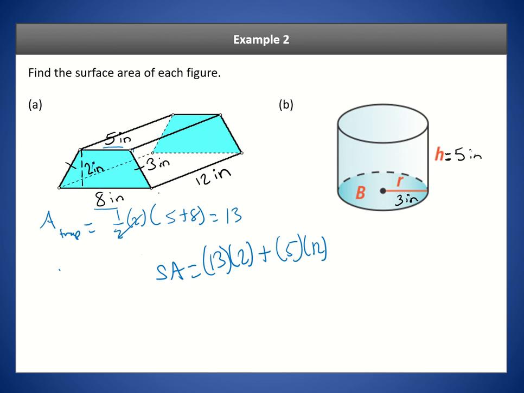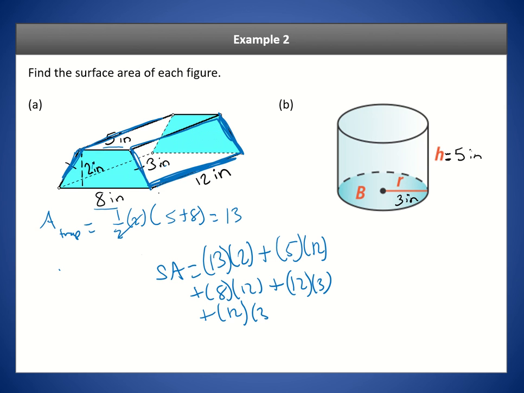All right, so now for the rectangle on the bottom, the floor, the height is 8 and the base is 12. So it's a 12 by 8 rectangle. We did the one on top, we did the one on bottom. Let's do the one on the right. We have a 12 by 3 rectangle here, and we also have a 12 by 3 on the other side. So there's 2 of them.